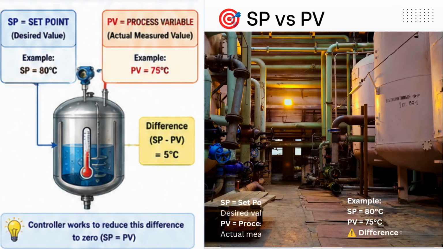Two important terms in control systems are set point and process variable. The set point, or SP, is the desired value. The process variable, or PV, is the actual measured value. For example, if the required temperature is 80 degrees Celsius but the actual temperature is 75 degrees, the controller detects a difference and takes corrective action.